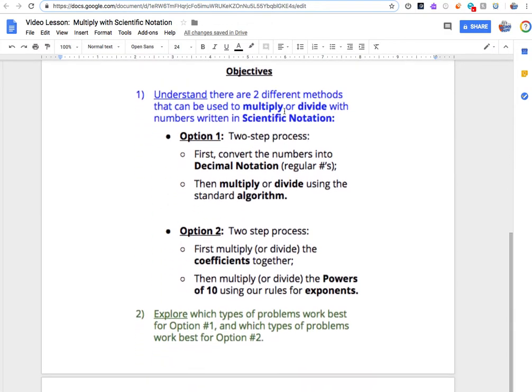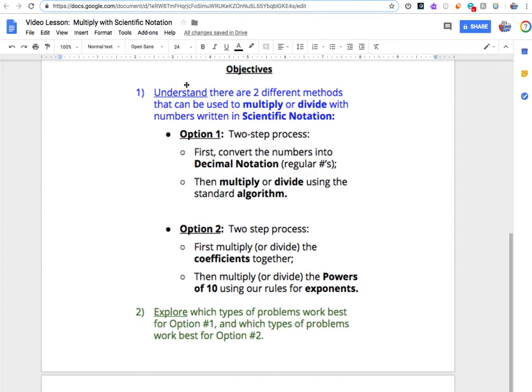If we review the objectives for today, the objectives explain to us that there are two different methods that we can use to multiply or divide numbers that are in scientific notation, kind of like when we added and subtracted. Option 1, it's a two-step process where we switch them to regular numbers, decimal notation, and then we multiply or divide using the standard algorithm. Option 2, which we'll show you as well, is we're going to multiply or divide the coefficients together, then separately we multiply or divide the powers of 10.